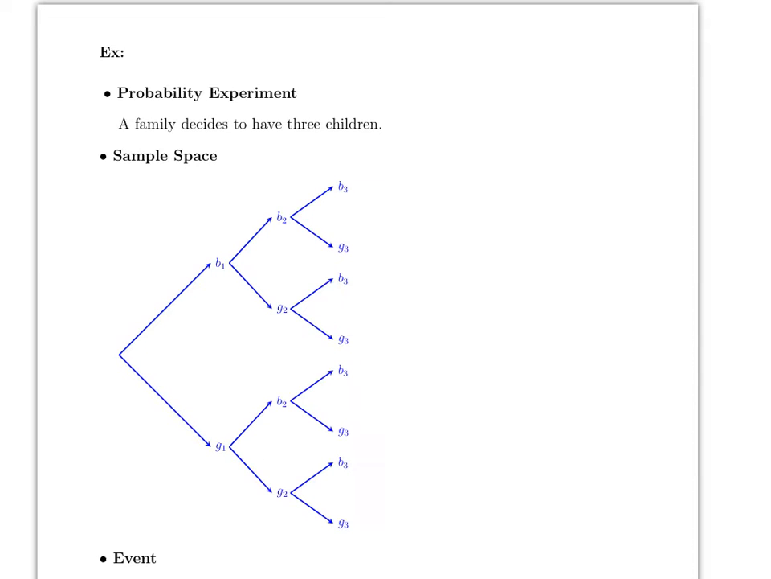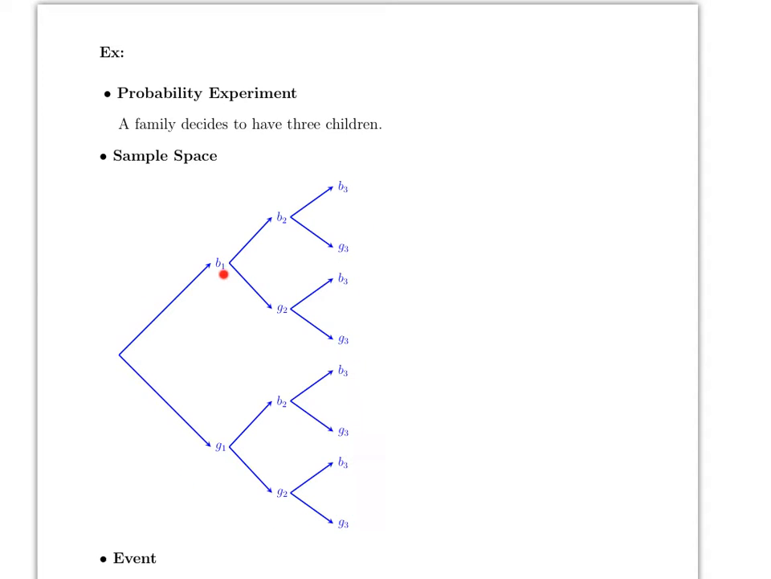Let's do an example now where the sample space is not that easy to figure out. For example, let's say that a family decides to have 3 kids. Okay? So what are all the possible things that can happen? I created these 3 already for you to make the counting pretty easy.